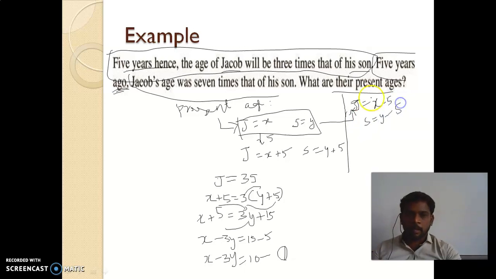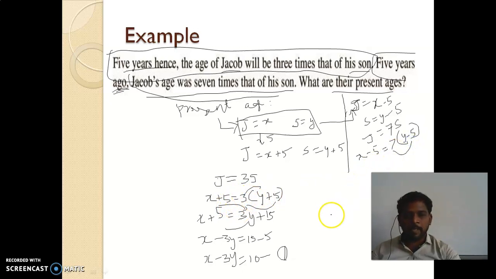Here, what about the relation given? Jacob's age was 7 times that of his son. So j equal to 7 times that of his son, that is s. What is Jacob's age here? x minus 5 equal to 7 into y minus 5, that is the son's age. Just as you multiplied 3 inside before, in the similar way multiply 7 inside and simplify to get equation number 2. Then solve equations 1 and 2, and you will get the present ages of both persons.